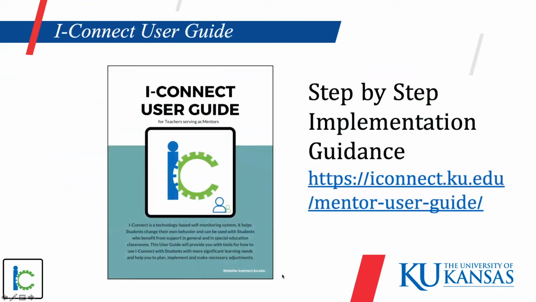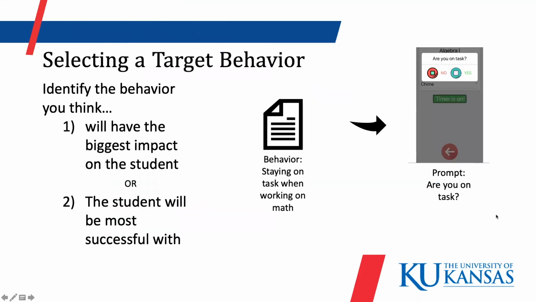All that we're going to cover today can be found in greater detail in our user guide. Our user guides are really useful. They're really detailed. They go over the different steps of using IConnect, but they also go over ways to individualize IConnect for students with more extensive support needs or students who are having trouble and are not responding to IConnect. The user guide for implementing IConnect in your classroom can be found at iconnect.ku.edu/mentor user guide.